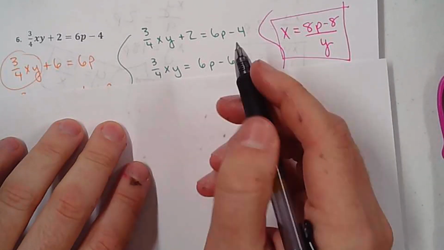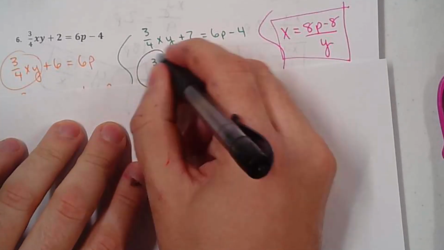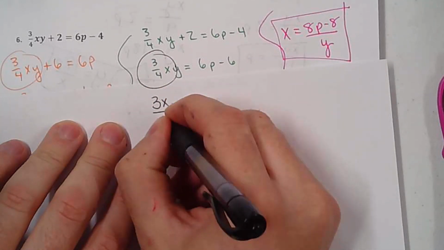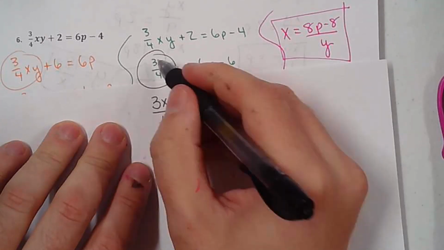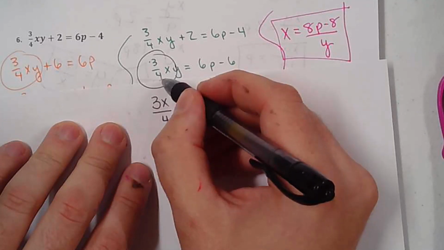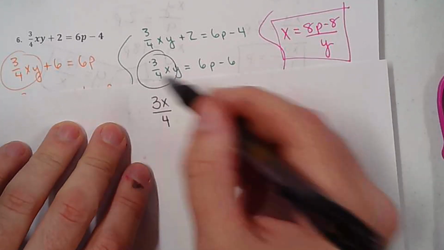Instead of dividing by a fraction, I want to multiply by the reciprocal. I'm going to move this whole thing over, the 3/4 x. Another way to think about that is 3x over 4, right? Because we times by 3 and then divide by 4. What's 3 times x? 3x. Now divide by 4. 3x over 4, right? See how the x goes on top?